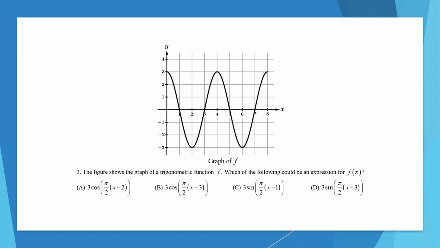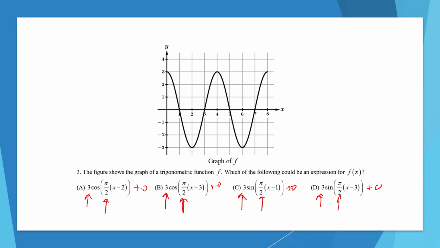Number 3, this is going to be one that gave a lot of people trouble too. We have a trig function. What could be an expression? So we want to take a look at these answer choices. We see they all have an amplitude of 3, so that's really not going to help us. They all have a midline of 0, which isn't shown but is implied. That won't help us either. And they all have the same b value of pi over 2, so that won't help us either.